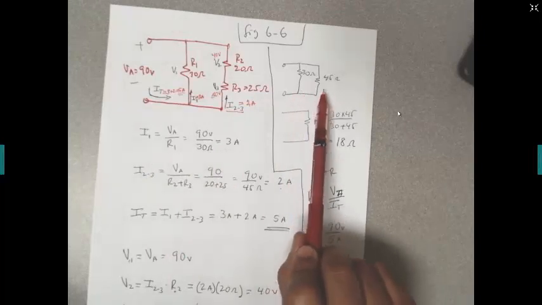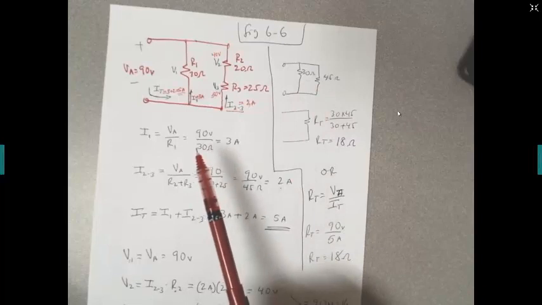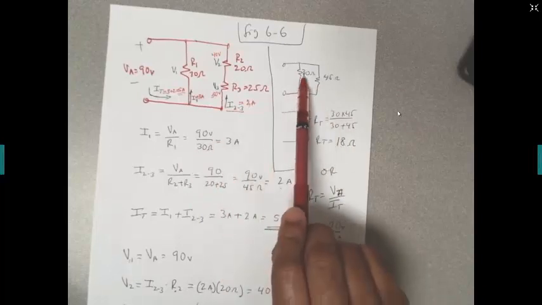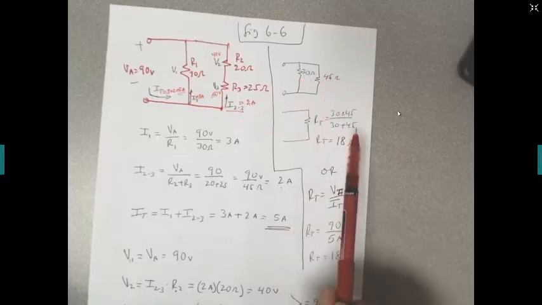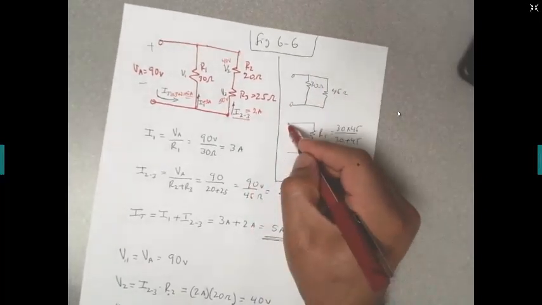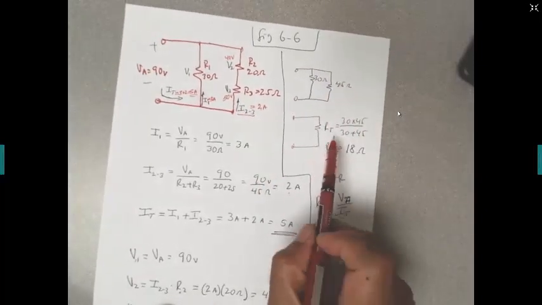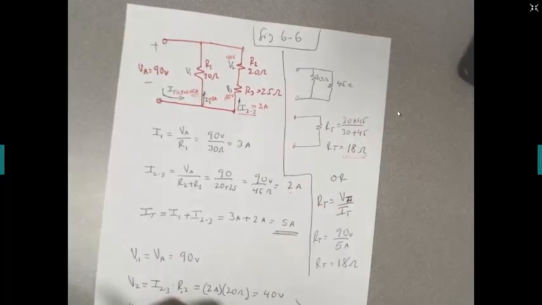I can apply the formula for these two resistors in parallel by multiplying 30 times 45 and then dividing by 30 plus 45, and that will give me 18 ohms. So the whole thing can be replaced with a total resistor of 18 ohms.